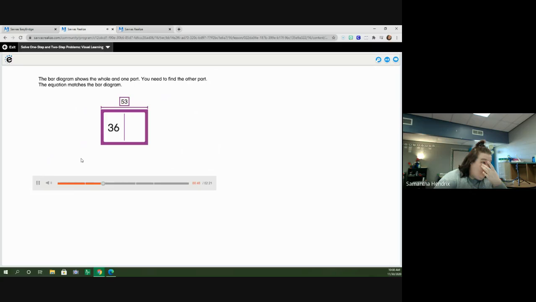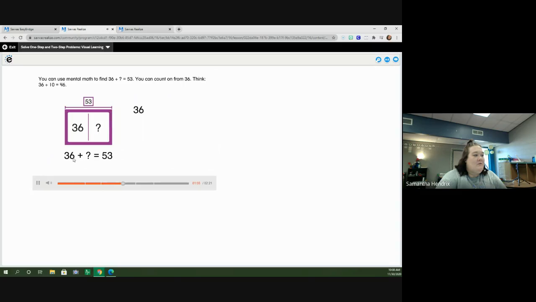The bar diagram shows the whole and one part. You need to find the other part. The equation matches the bar diagram. You can use mental math to find 36 plus what number equals 53. You can count on from 36. Think 36 plus 10 equals 46. Then think 46 plus 4 equals 50, and 50 plus 3 equals 53.